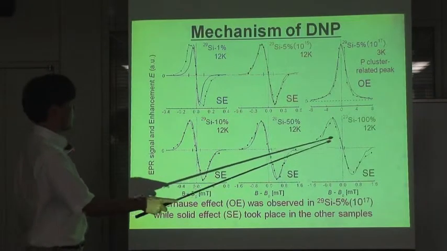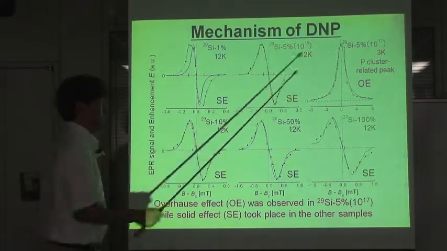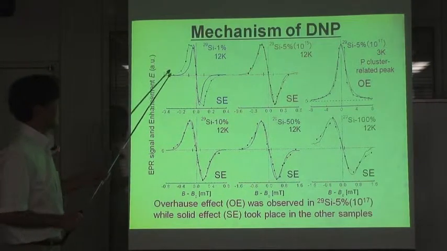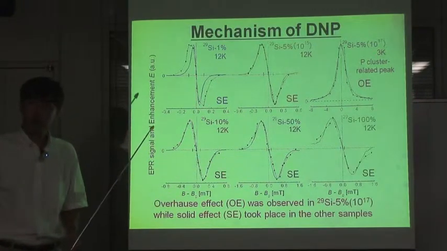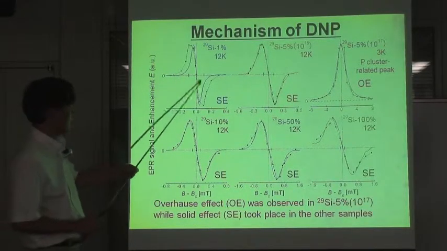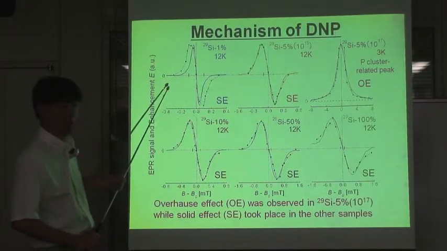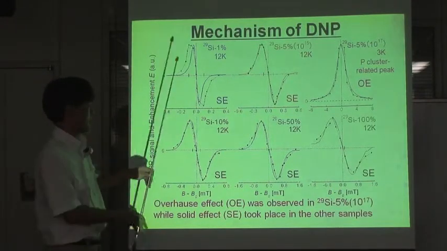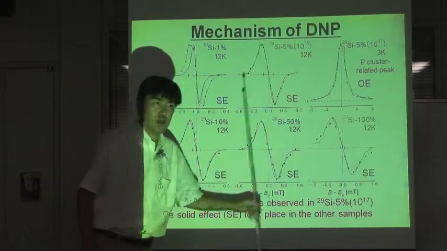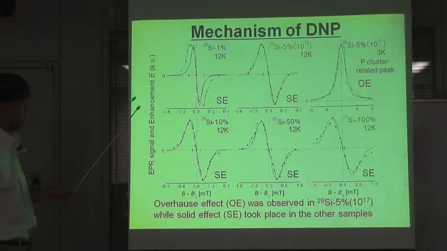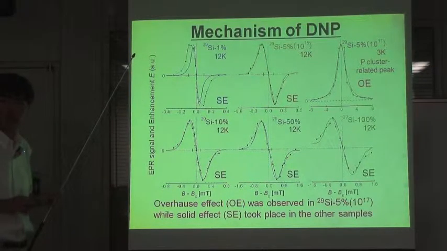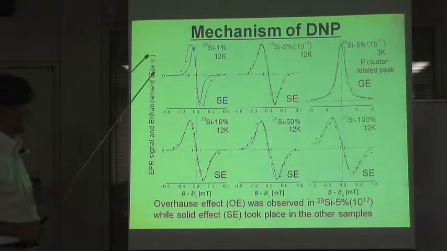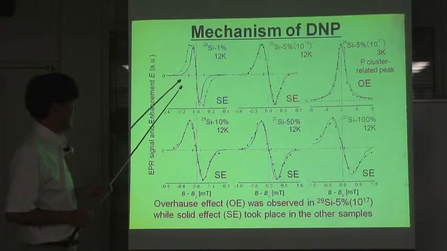All measurements were performed at 12 Kelvin except for this one, 3 Kelvin. The solid curve in each plot is an electron paramagnetic resonance curve. The horizontal axis is the magnetic field, and we took 0 as the center of the EPR transition. Here, the X-band EPR spectrometer is used, so it's about 10 gigahertz of irradiation.